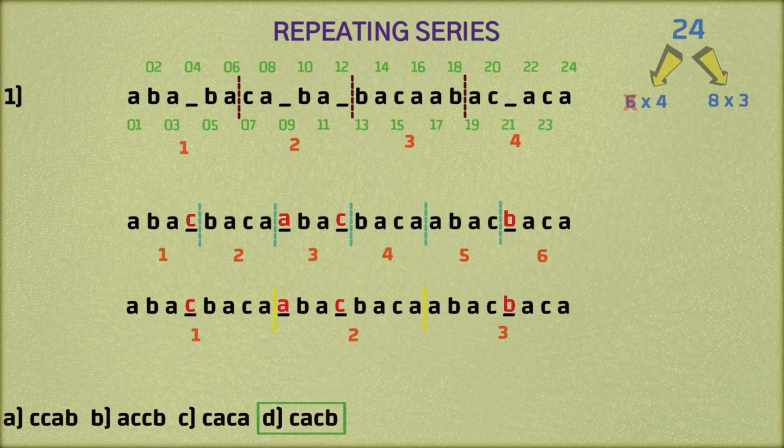And in case of the 8 letter grouping, we don't even need to take a look at the options in order to complete our series, and we mark option D as the correct option.